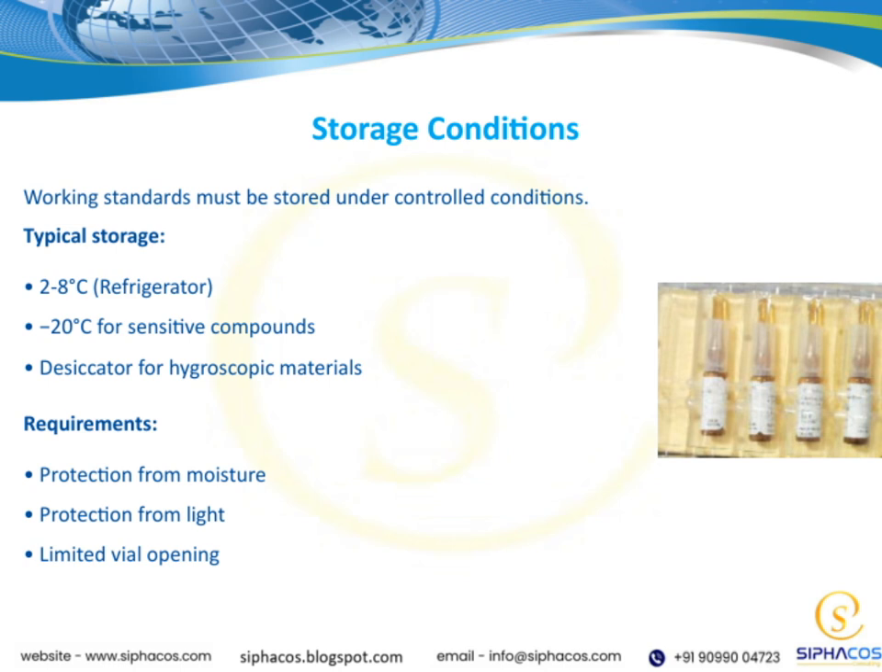Now, there are some key requirements to keep in mind. First, protection from moisture is vital, especially for hygroscopic substances. Second, protecting samples from light is important because exposure can sometimes cause chemical changes. Lastly, limiting vial opening is a simple but effective practice. Every time you open a vial, you risk contamination and exposure to environmental factors. So, minimizing that exposure helps preserve the quality of your working standards. Overall, these storage practices are central to ensuring your standards remain accurate and reliable for your analyses and experiments.